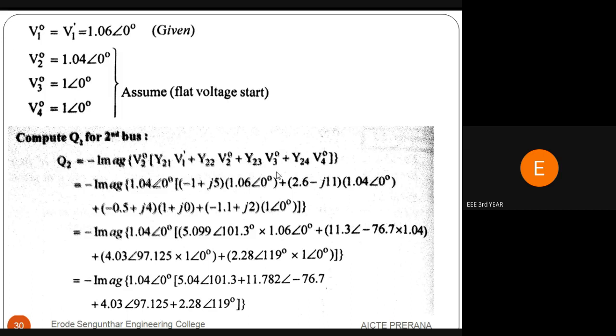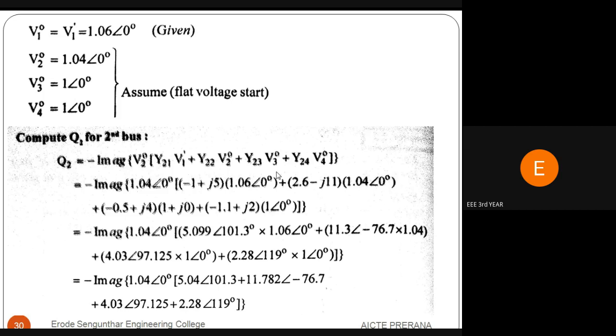That is V3 and V4 is for common. For all common load buses, we have to assume the voltage as 1. So V3 voltage is equal to 1 at an angle 0, whereas V4 voltage is equal to 1 at an angle 0. Okay. So we have to start the iteration.